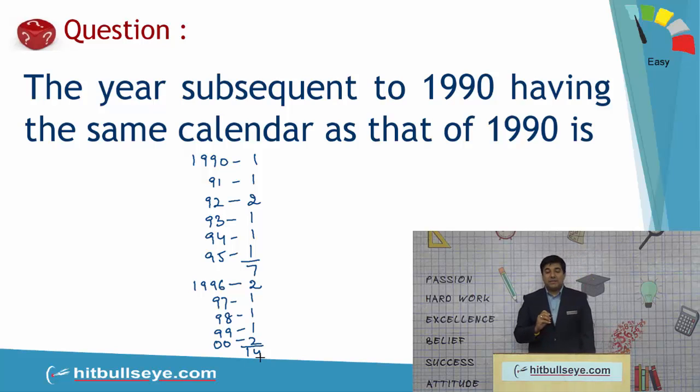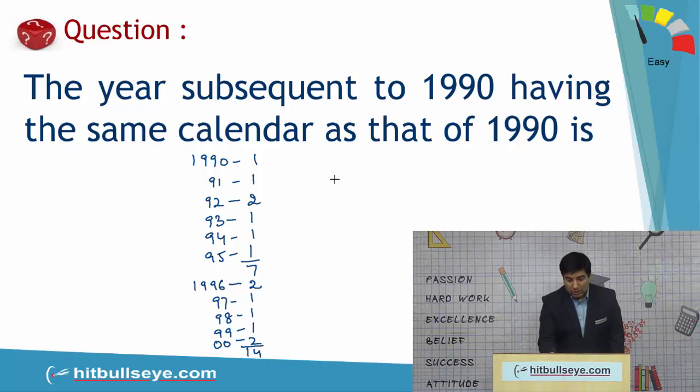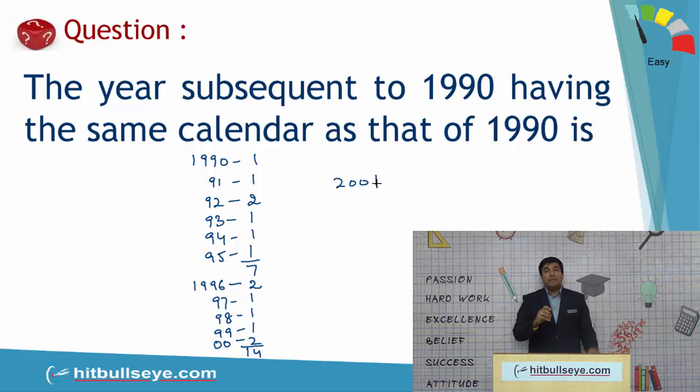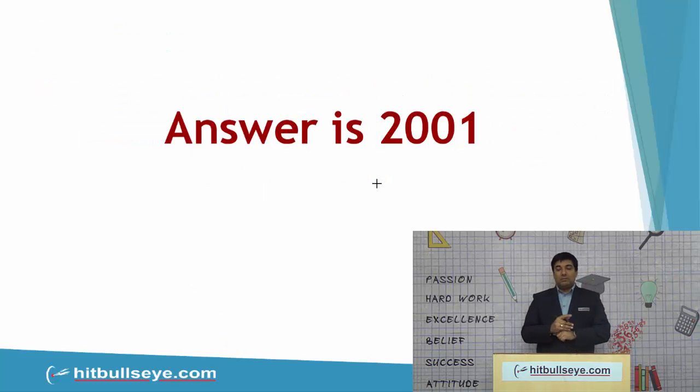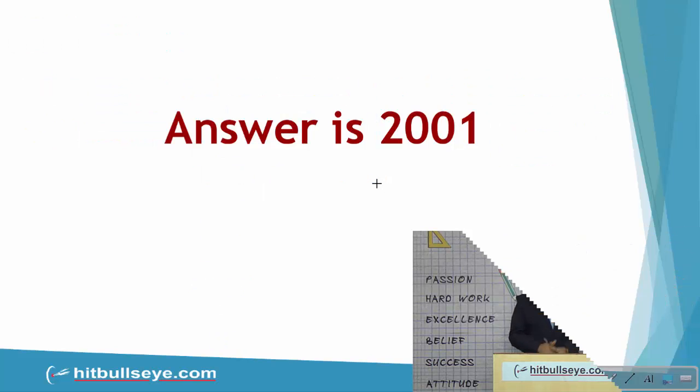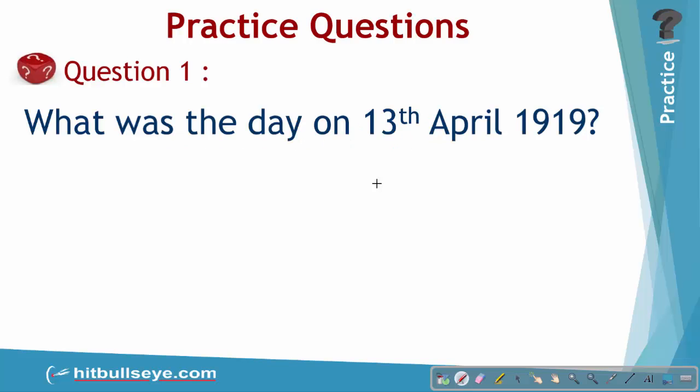So that means the year 2001 would again be the same as the year 1990, both being ordinary years. So our answer would be the year 2001. I hope you understood these concepts. Let's practice now.